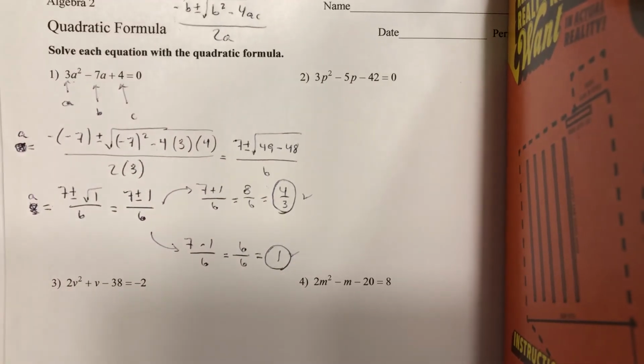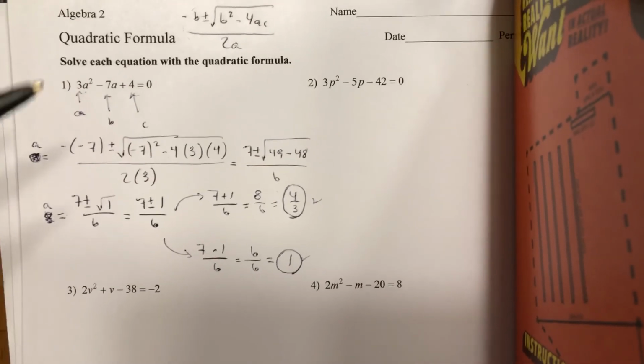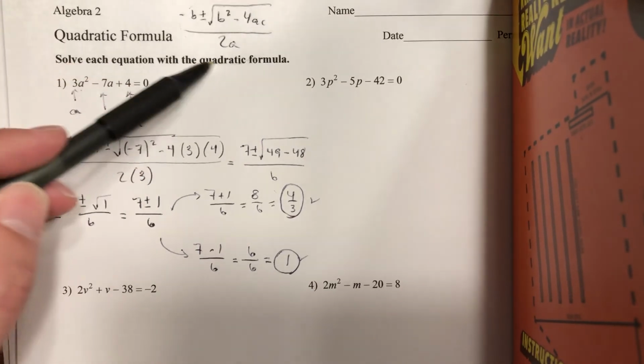Number 2, 3, 4, 5, and 6 are all done the same way. Same exact operations. You're plugging into this quadratic formula right here.